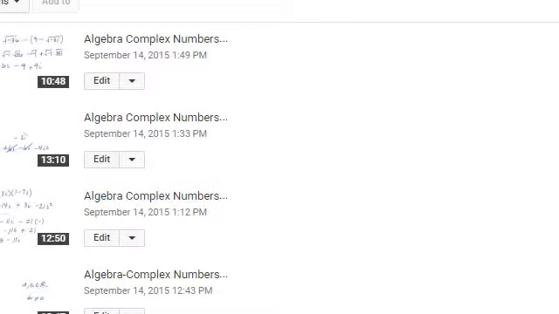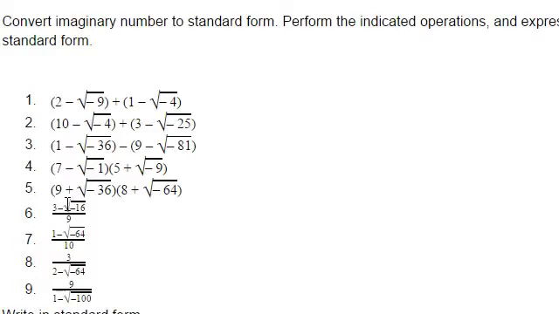Looking at, I believe, I think we did 4 in the last one. Okay, 5. I believe we're looking at 5 here. That would be this one right here. Okay.